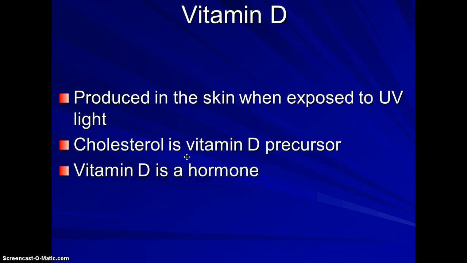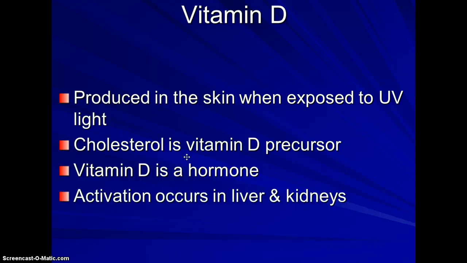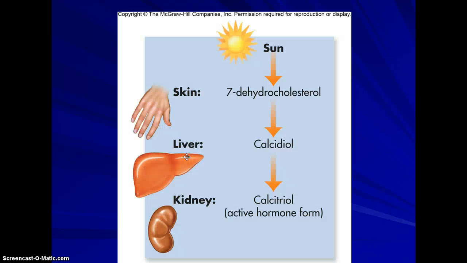Vitamin D is also a hormone because the role of vitamin D is to tell the body how much calcium to absorb. And the vitamin D that is produced in the skin is activated in the liver and kidneys to put it in its most active form. So you can see that the sun hits the skin and moves it from this form to this form, and then in the liver, it's activated into calcitriol, which is the most active form.